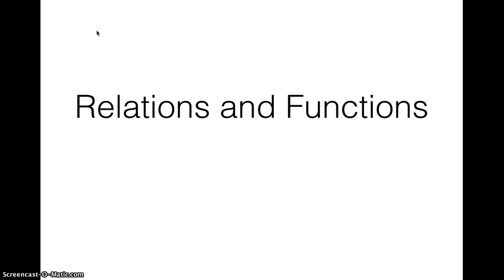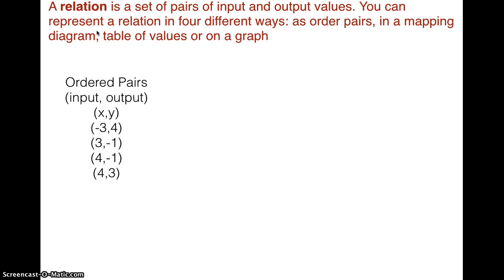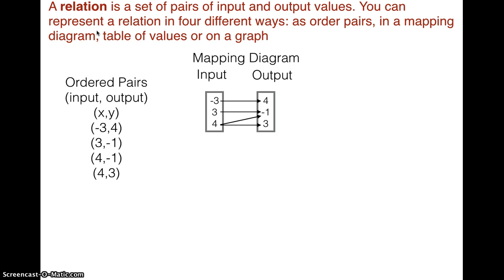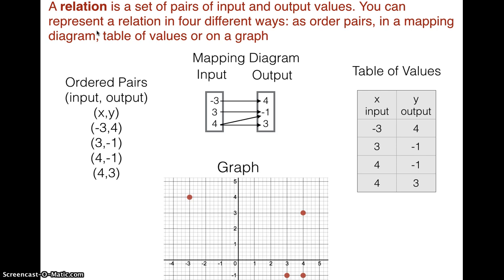Relations and functions. A relation is a set of pairs of input and output values. You can represent a relation in 4 different ways. The first being ordered pairs, or in a mapping diagram, table of values, or on a graph. Notice how it's the same information displayed in 4 different ways.